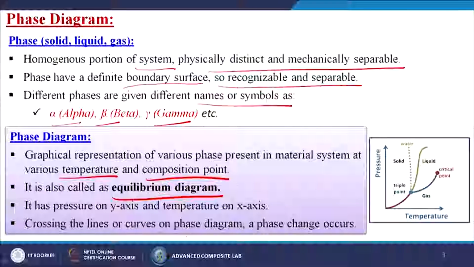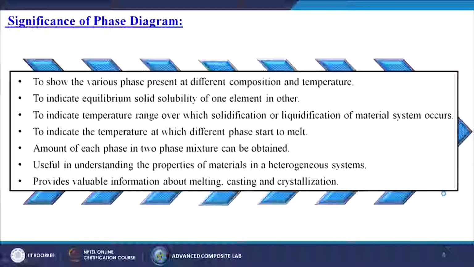Crossing the lines or curves on a phase diagram, a phase change occurs. On this side you can see the solid zone, then if you cross these lines the liquid zone comes, and if you cross this boundary the gas zone comes. This is the triple point, where three different phases of that particular material exist, and we can get the temperature and the pressure of this point. So, at what pressure and temperature will water, H2O, exist in three different phases together?